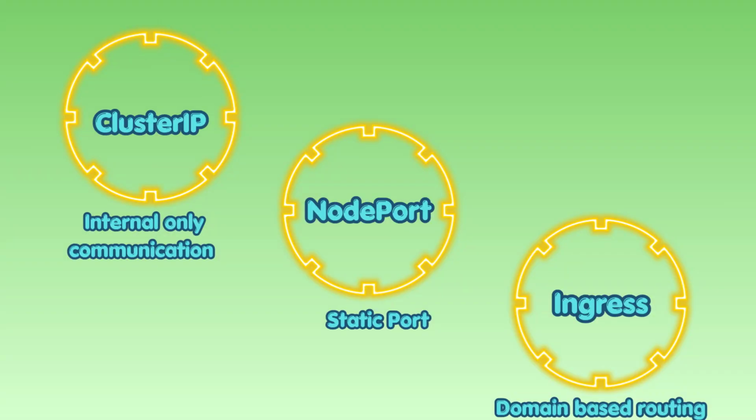To summarize, ClusterIP is for internal only communication. NodePort exposes your app on a static port, and Ingress gives you smart domain based routing. So each method serves a different purpose. Choose based on how you want your service to be accessed.